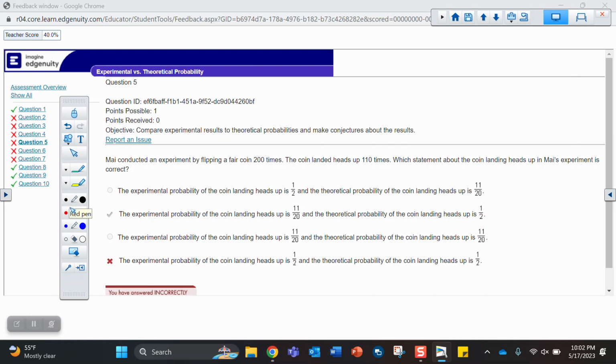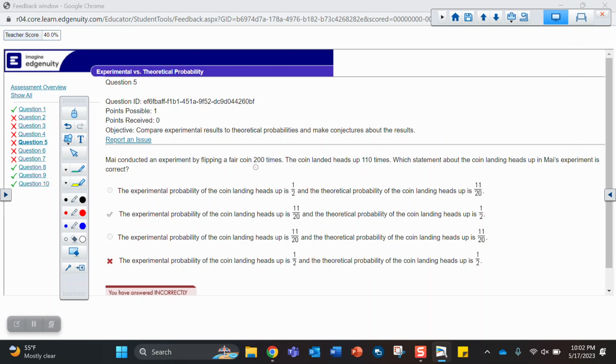Mai might conduct an experiment by flipping a fair coin 200 times. They say a fair coin, that just means it's not weighted. It's equally likely that it lands on heads, and it's equally likely that it lands on tails. The coin landed heads up 110 times. Which statement about the coin landing heads up in Mai's experiment is correct?